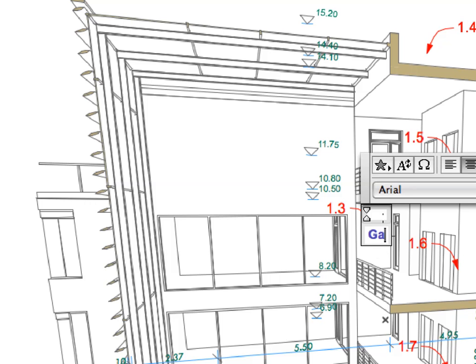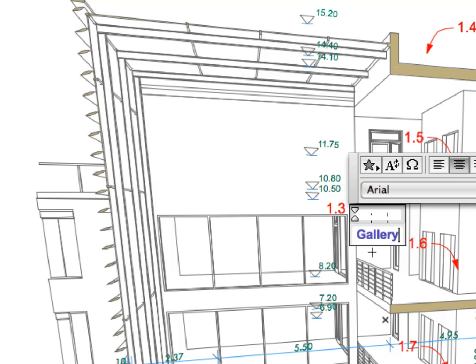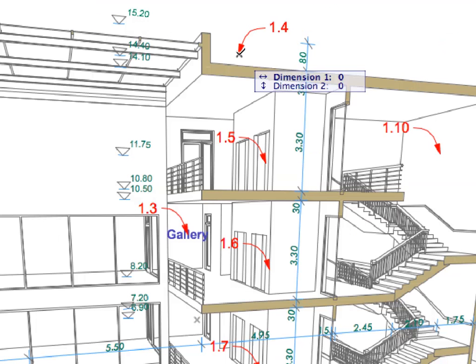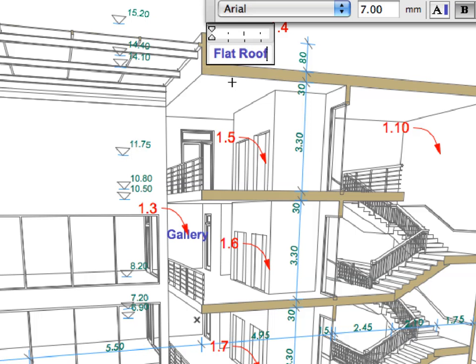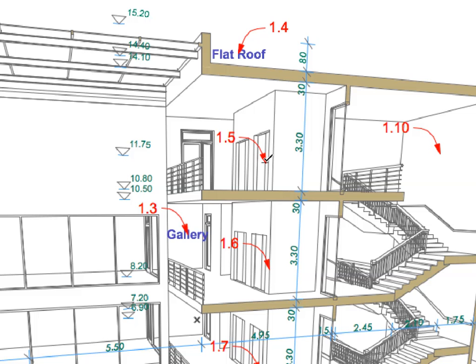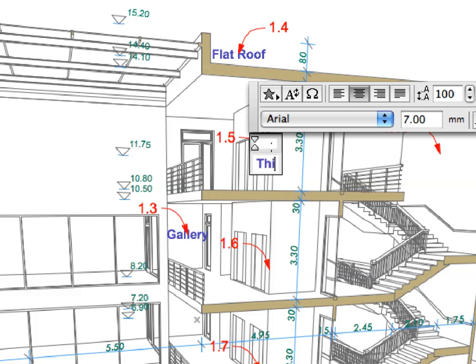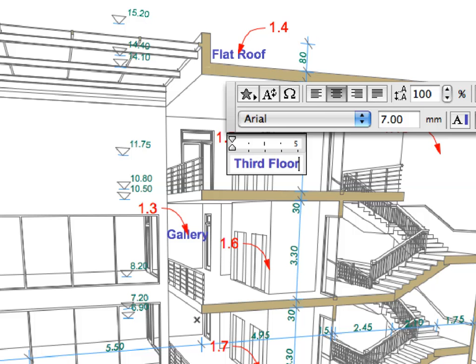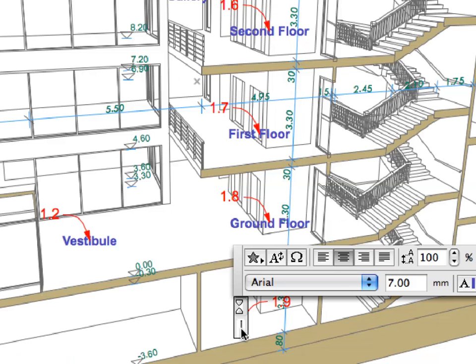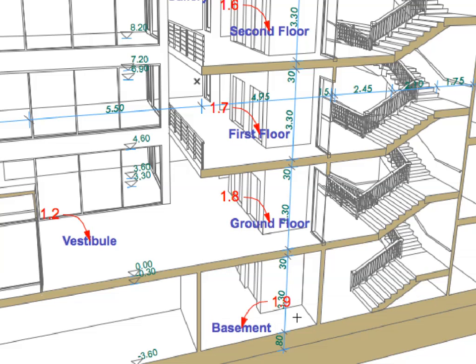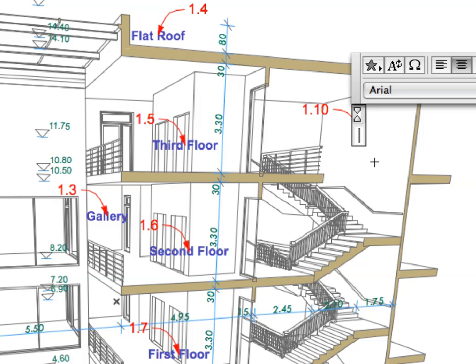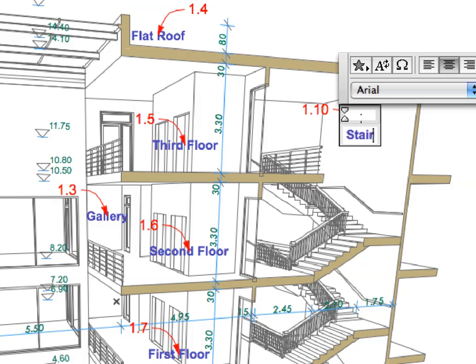Enter gallery, appointed by label 1.3. Enter flat roof, appointed by label 1.4. Enter the names of the floors, appointed by labels 1.5 through 1.9. Enter staircase, appointed by label 1.10.